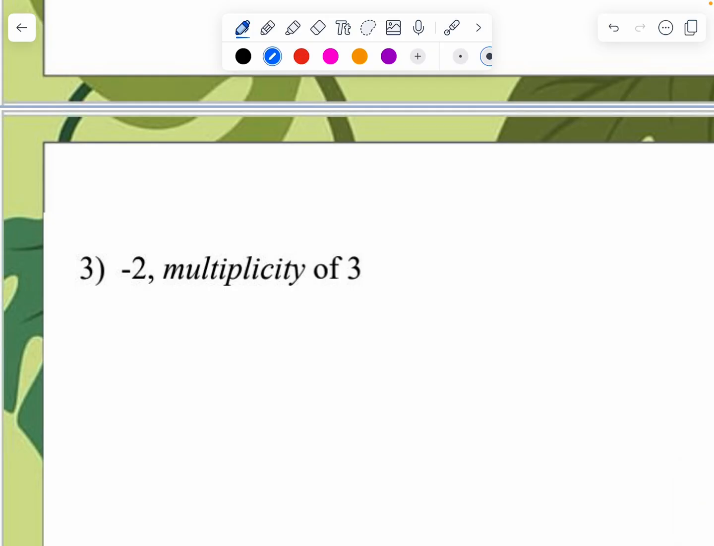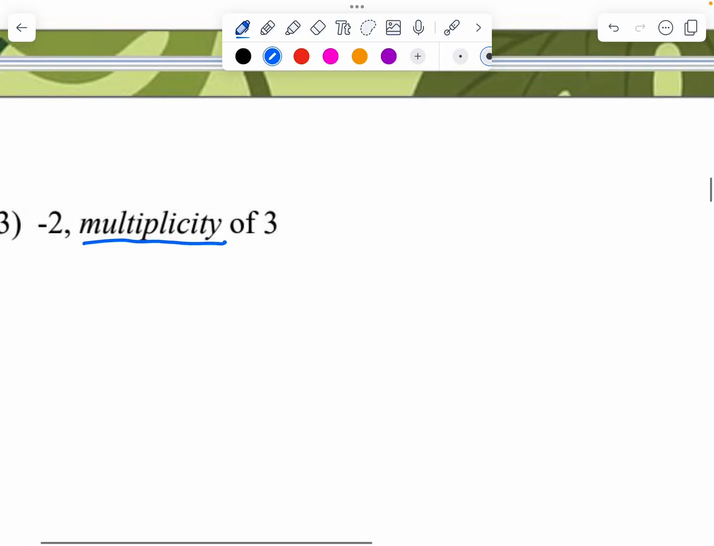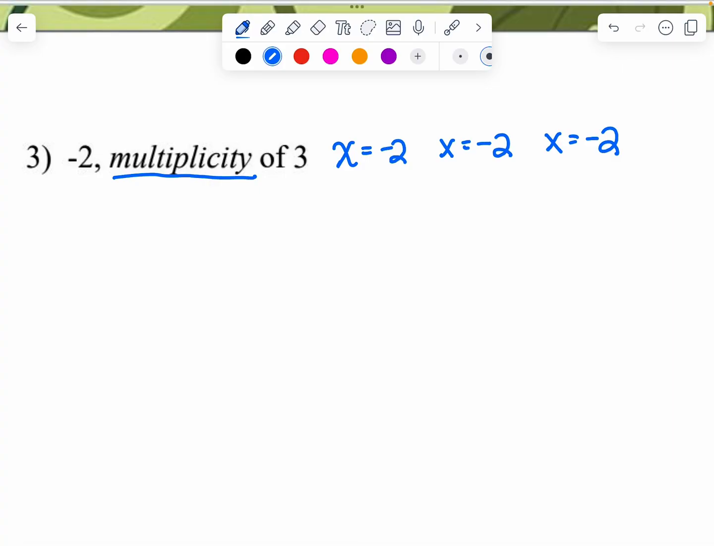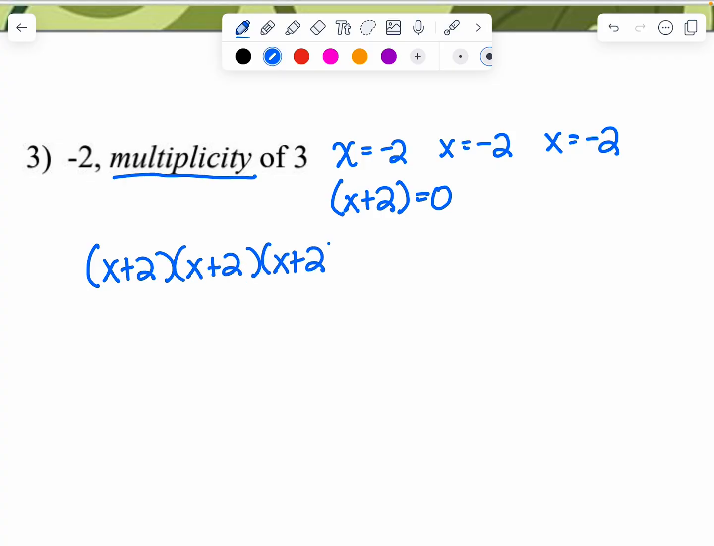The next one I have is negative 2 with a multiplicity of 3. So multiplicity, again, is those repeated factors. So if they say there's a multiplicity of 3, that means I have x equals negative 2, x equals negative 2, and x equals negative 2. I have that 3 times. It's going to look weird on the graph when you graph this one. I definitely, when we're done, want you to graph it so you can see it looks different. Just means we have the exact same factors 3 times. So I'm going to have x plus 2 equals 0, and I'm going to be multiplying that 3 times. So x plus 2 times x plus 2 times x plus 2 equals 0.